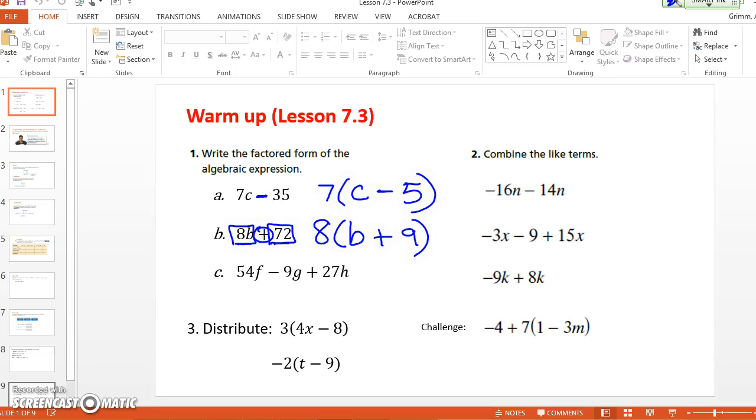Okay, next one has 3 terms. We're going to learn this today. This is called 3 terms. Okay, so here's a term, here's a term, here's a term. What goes into 54, 9, and 27, Gavin? 9 goes into all of them.